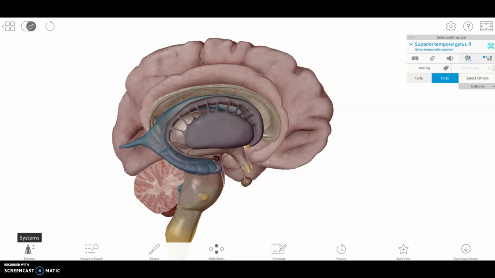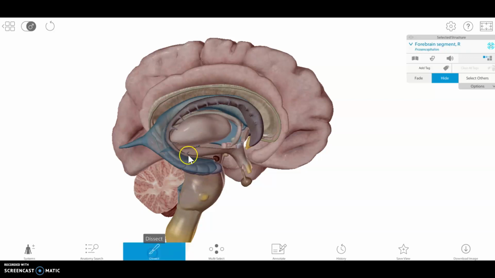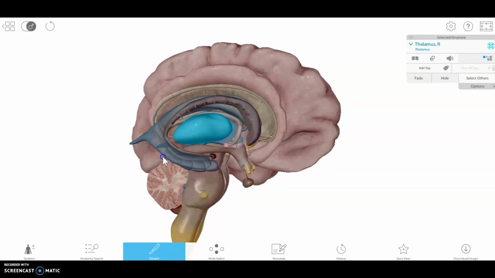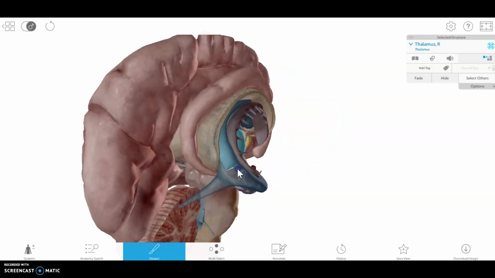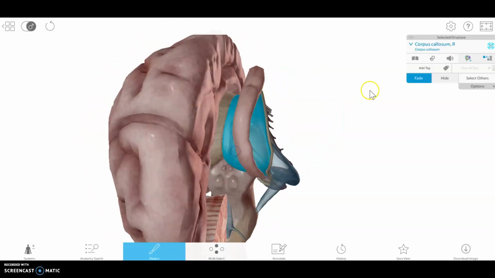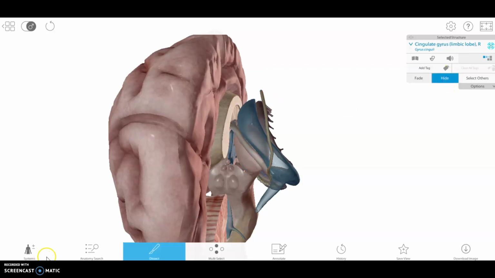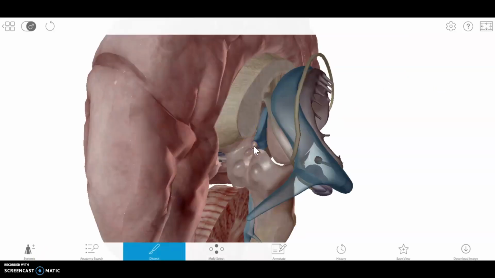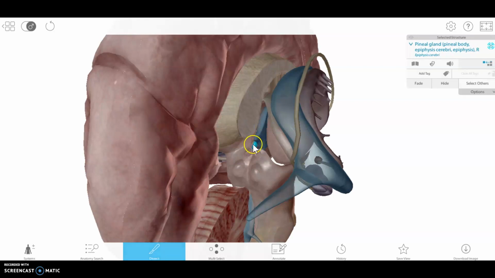And then to get to your thalamus, we are going to have to dissect some of this away. Oh, no, it keeps dissecting. There we go. Okay, so there's your thalamus. And then your epithalamus. Oh, we have so much stuff in the way. Okay, it's right here, behind the thalamus.